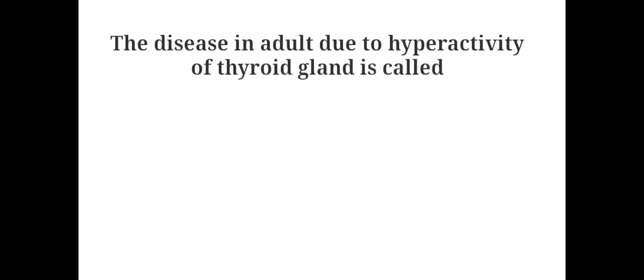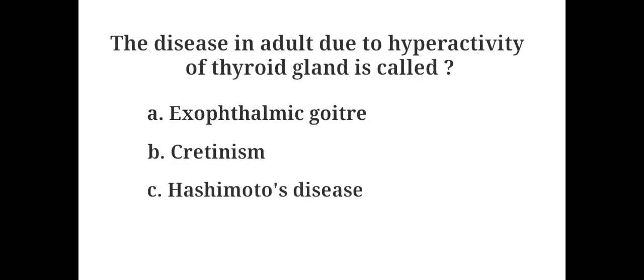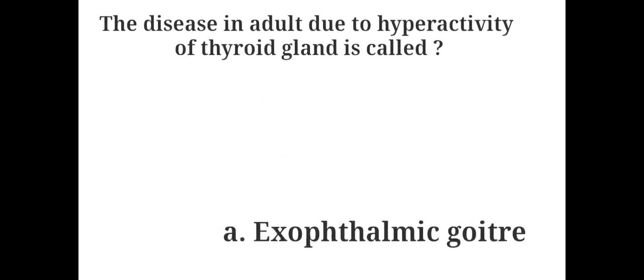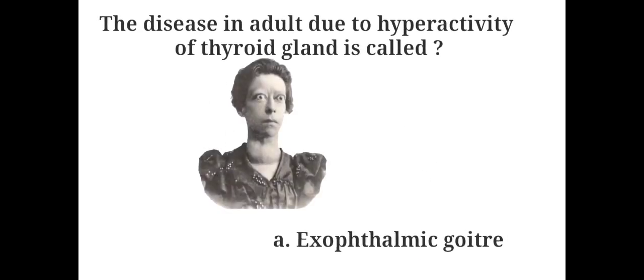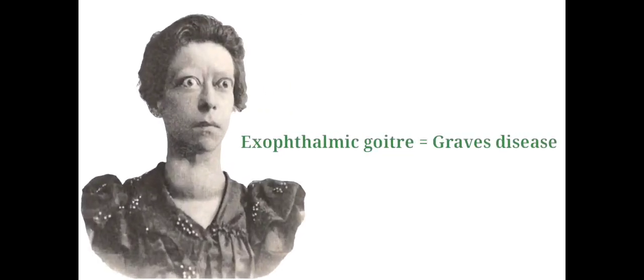The disease in adult due to hyperactivity of thyroid gland is called A. Exophthalmic goiter, B. Cretinism, C. Hashimoto's disease, D. Gall's disease. And the answer is A. Exophthalmic goiter. The disease in adult caused due to hyperactivity of thyroid gland is exophthalmic goiter. Exophthalmic goiter is also called Graves' disease.